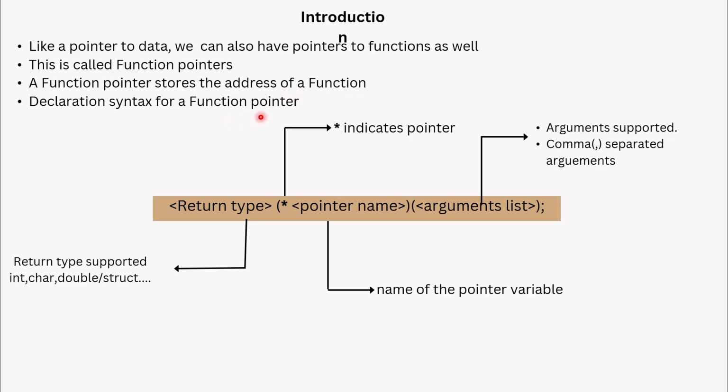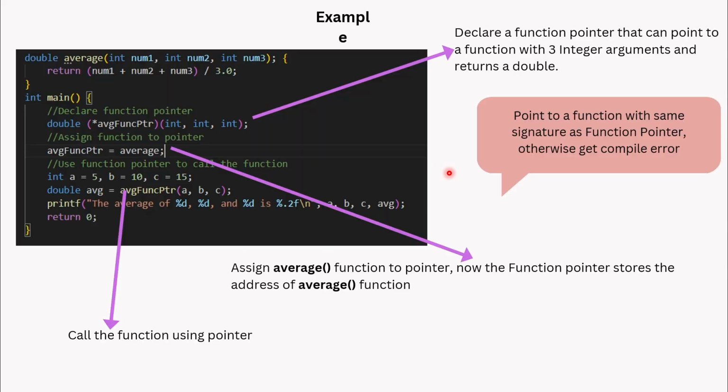First, we have to declare the function pointer. So below is the syntax. First you need to specify what return type it supports, then you have braces, and here you keep a star, which indicates a function pointer, and you give the pointer name, and then you give what arguments it supports. The arguments should be separated by commas. We'll see one example so that you can easily understand.